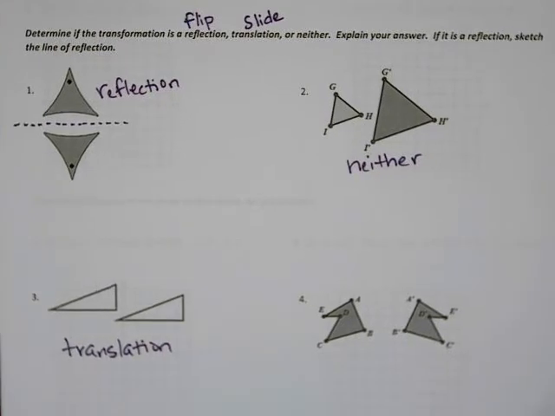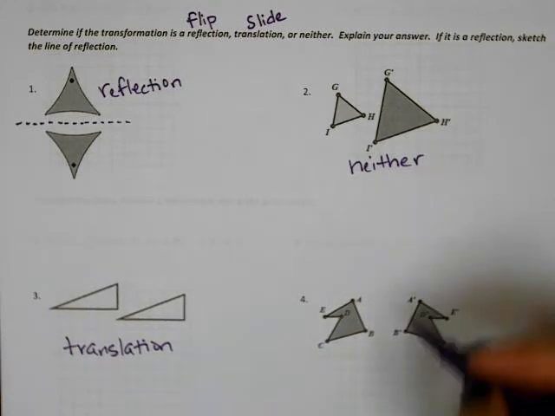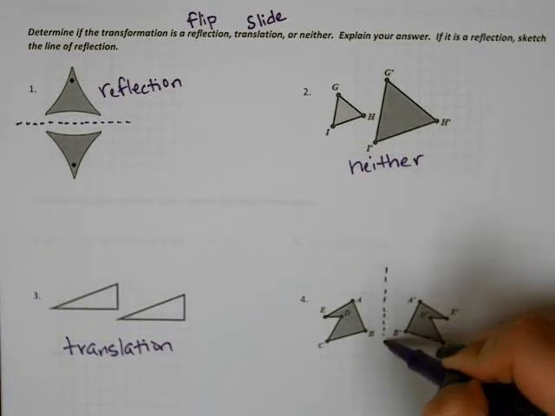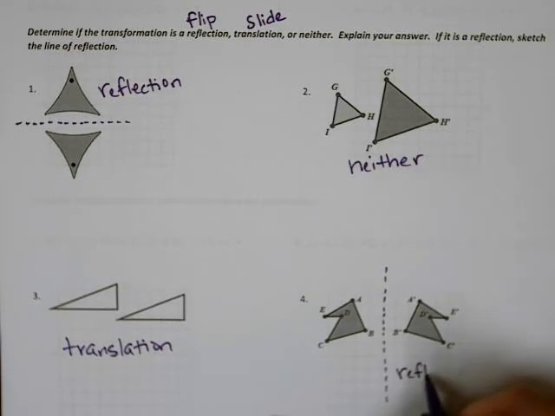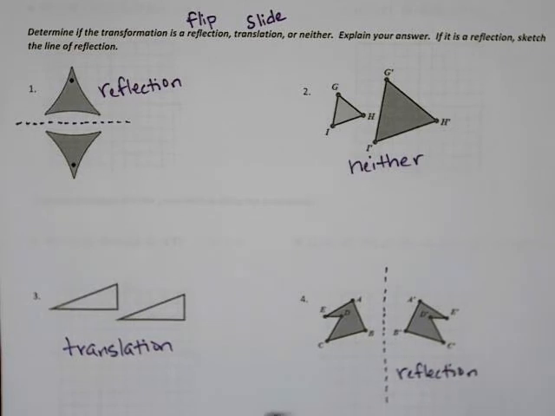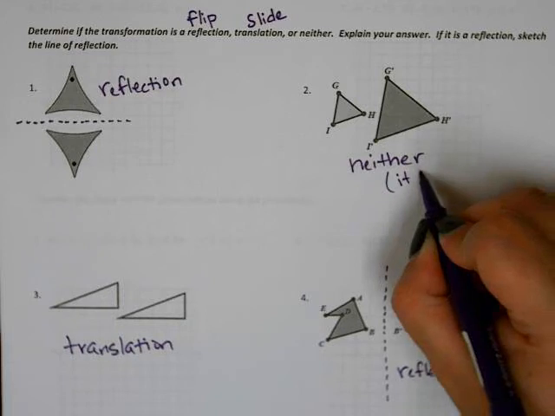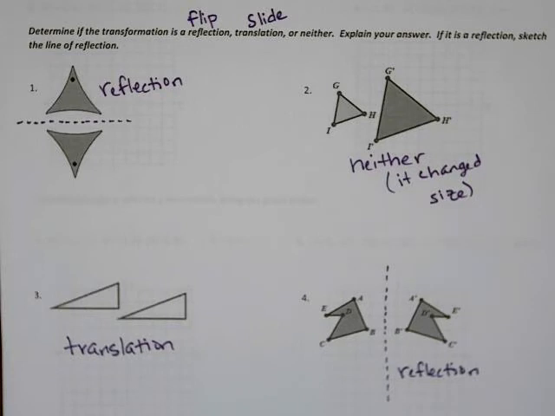All right, and then question 4, that also to me looks like a reflection. So we're going to want to draw our line of reflection right in the middle. I'm not going to get out a ruler and make sure that you're exactly in the center, but please do your best to make sure that it is actually in the center of your figures, okay? So this one was neither because it changed size. You might want to jot that down. All right, so just by looking at them, we can tell what they are.